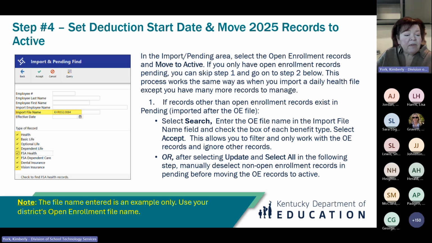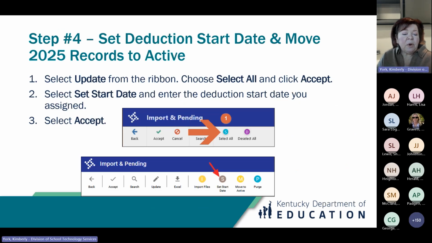And a note here is that the file name entered is an example only. Use your district's open enrollment file name. So setting your deduction start date and move 2025 records to active, you're going to select update from the ribbon, choose select all, and click accept. You'll select set start date and enter the deduction start date you assigned and select accept.